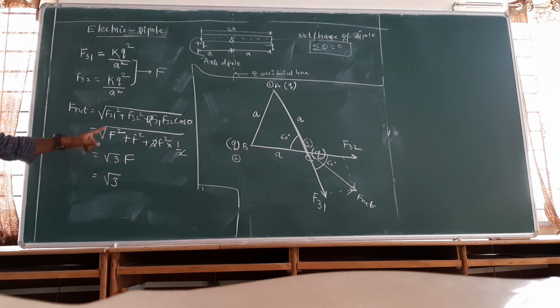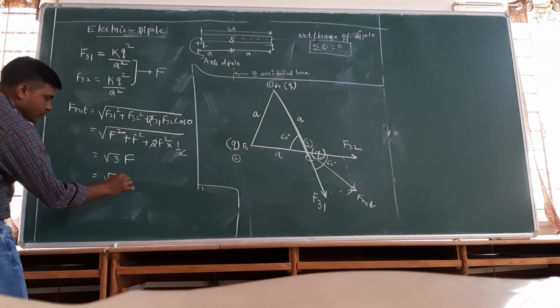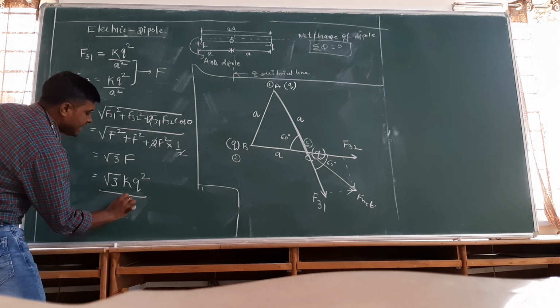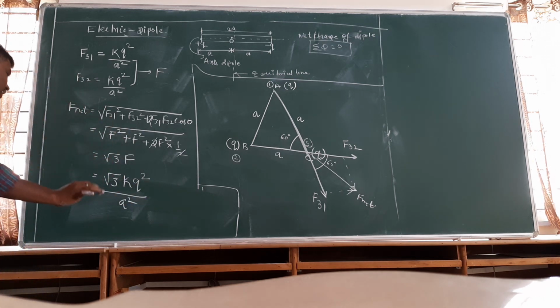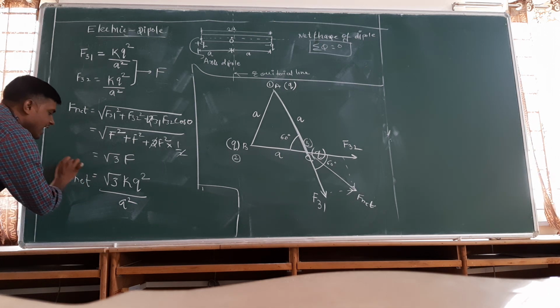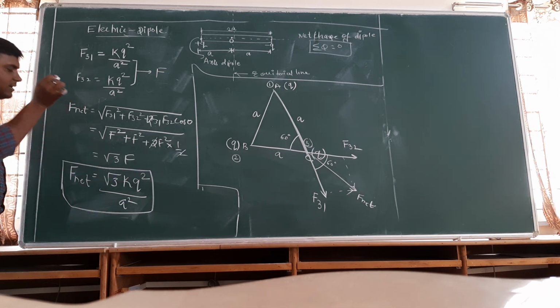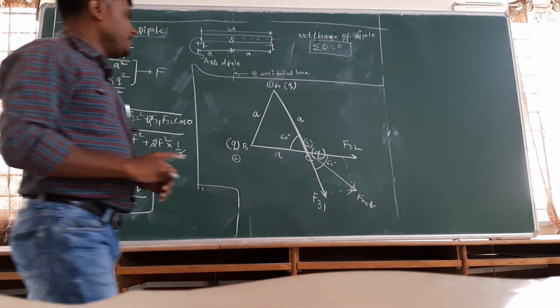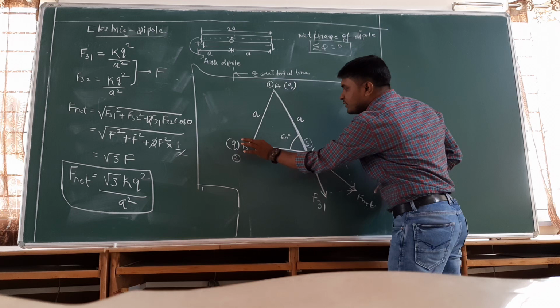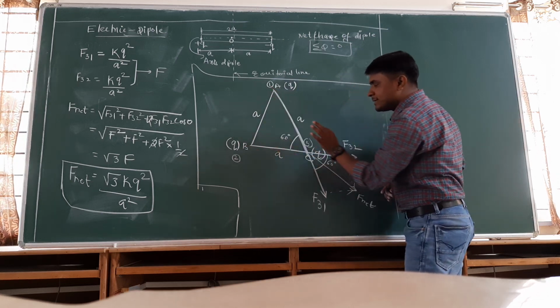And what is the value of F? Let us see. Kq squared by a squared. So we'll substitute this value: root 3 kq squared by a squared. What is this? This is the net force. This is our target. Our target is to find the net force at any vertex of this equilateral triangle system.